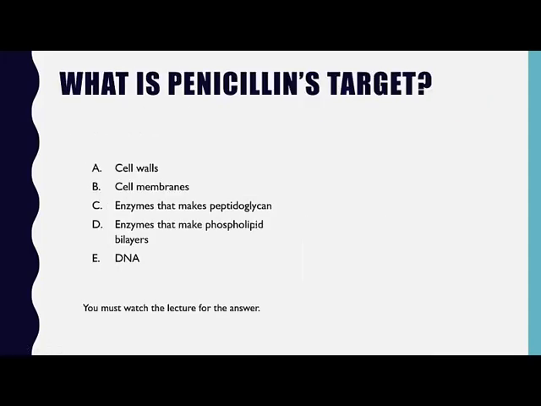So what is penicillin's specific target? Cell what? Now wait, don't answer. Wait till you read all the answers first. Cell walls, cell membranes, enzymes that make peptidoglycan, enzymes that make phospholipid bilayers, or DNA. Now, aren't you glad you didn't choose your answer yet? Yeah, it's the enzyme that makes peptidoglycan. That's what penicillin literally binds to. And then that's going to stop cell wall production, right? She's tricky, that Miss Eden, isn't she?